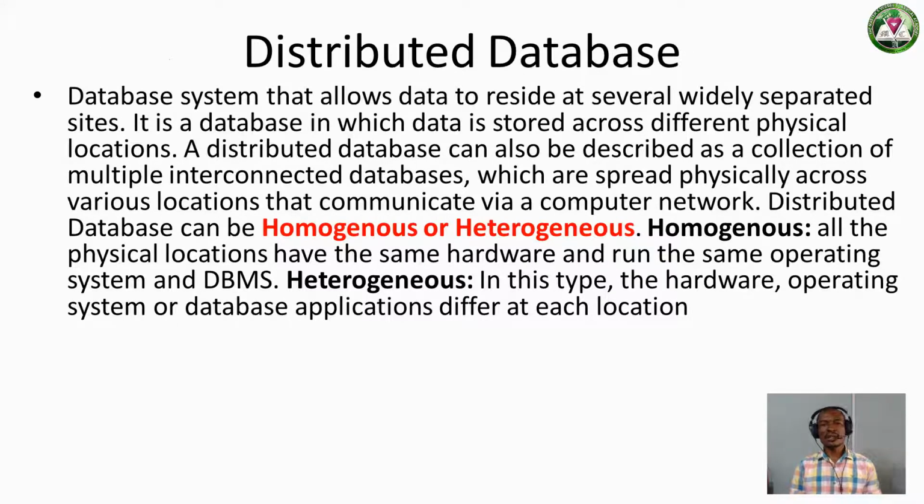We've discussed distributed database, and we say that in distributed database there are sites separated widely apart where data can reside. And we also say that these databases that form a distributed database are linked via a network. And we also say that distributed database can either be homogeneous distributed database or heterogeneous distributed database. Homogeneous in the sense that all the physical locations have the same hardware, the same operating system, and the same DBMS. Then heterogeneous distributed database system, where the sites have different hardware, different operating system, and different DBMS in each location.